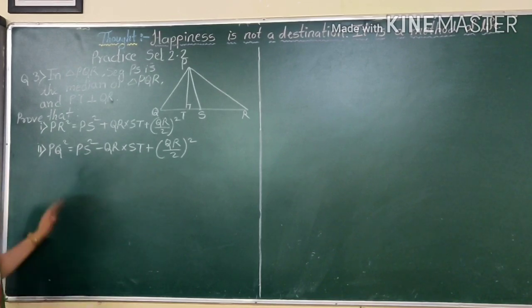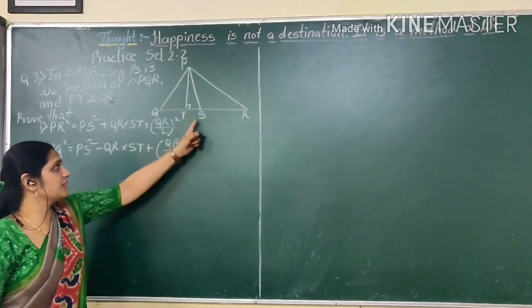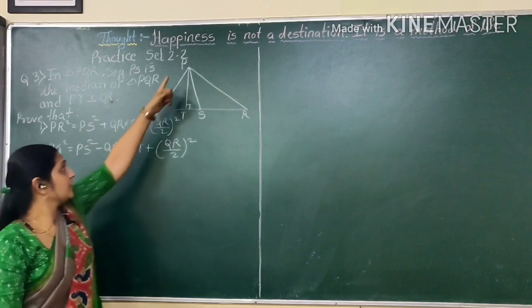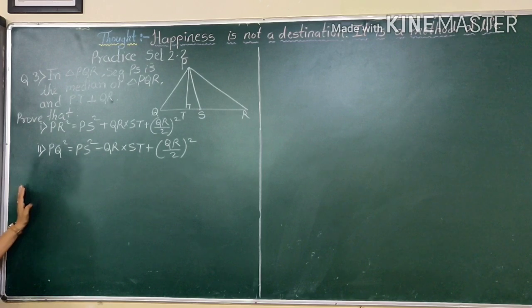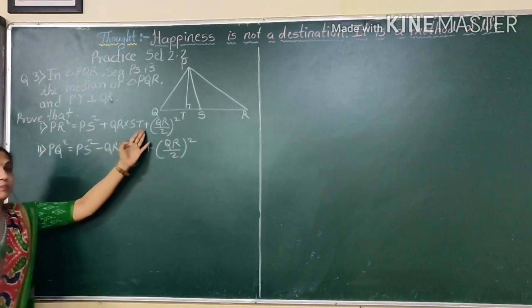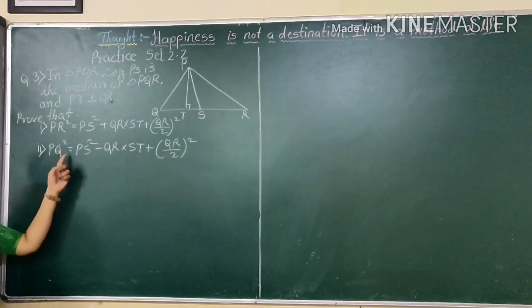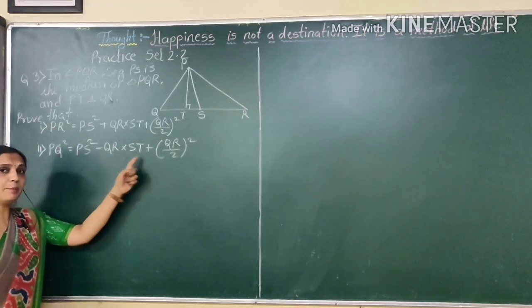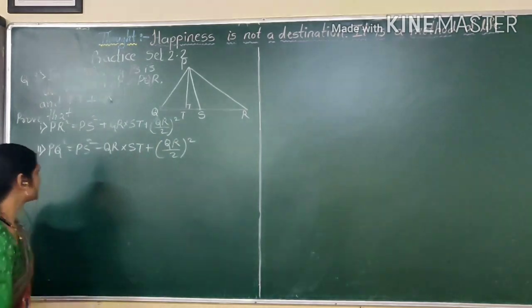Question number 3. In triangle PQR, segment PS is the median of triangle PQR. PT is perpendicular to QR. This is given part. Then we have to prove that PR square is equal to PS square plus QS into ST plus QR by 2 whole bracket square. And second, PQ square is equal to PS square minus QR into ST plus QR by 2 whole bracket square. Okay. So start.